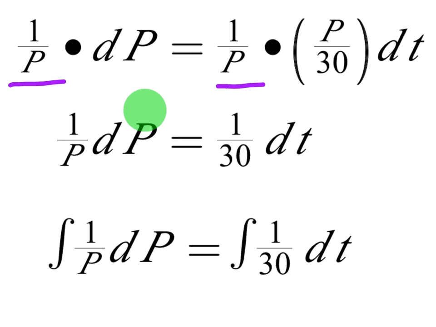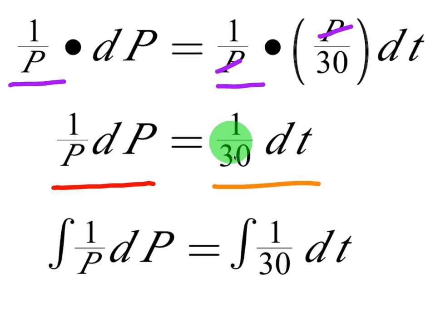When I do that, the P's right here are going to cancel, and I'm going to be left with 1/30th dt on the right and 1 over P dP on the left. So now I have all of my dP's on one side and my dt's on the other. There is no t in this equation because the rate of increase is constant. However, I have separated my dt's from my P's and dP's. Now what I'm going to do is integrate both sides. Remember, if two things are equal, then their antiderivatives are equal.